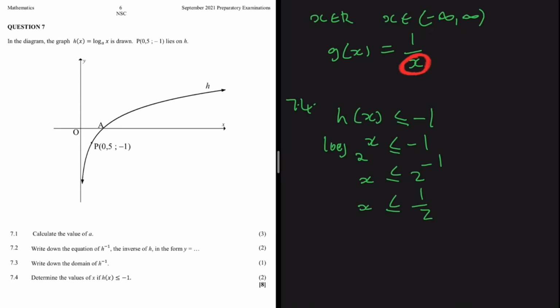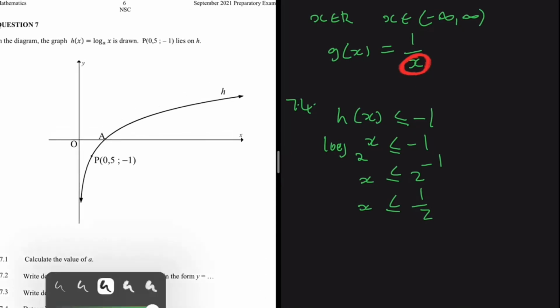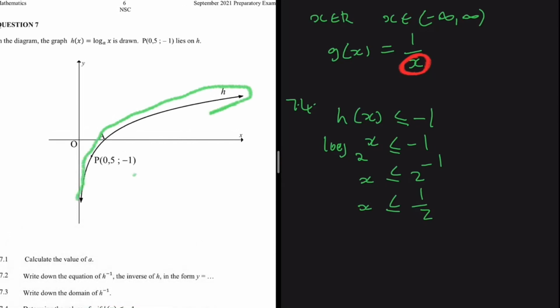But that's not all. Let's look at our graph in the sketch here. I want you to realize something. Log is not defined for 0 going down. So the value of x always has to be slightly above 0 so that log can be defined. So here we're just going to add that the value of x needs to be slightly above 0.